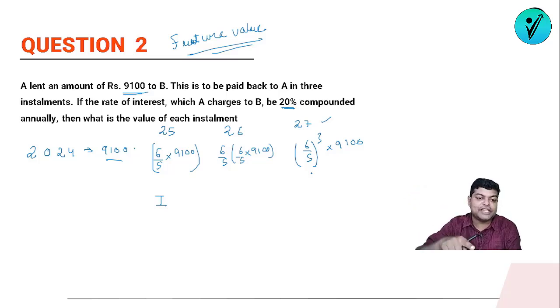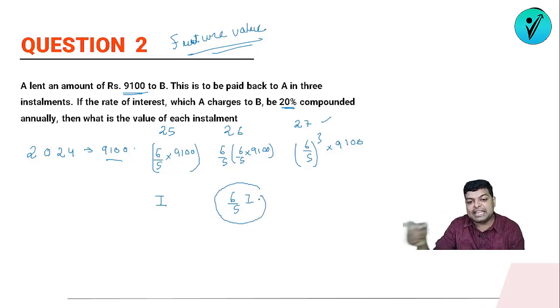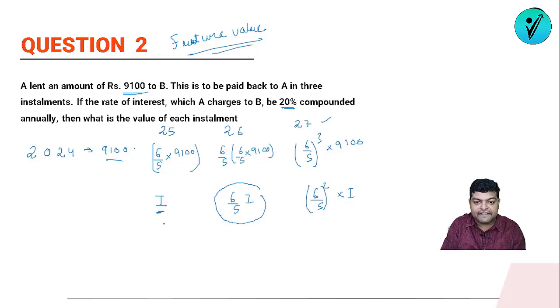ठीक है, आपने I rupees 2025 में deposit किया है, but what we have to see, what will be the worth of it in the year of 2027. Since the rate of interest is 20%, so this value will also increase by 20%. तो अगर ये 20% से increase करेगा, it will become 6/5 i. Further, this is the present worth and this will again increase by 20%. तो ये क्या हो जाएगा? 6/5 का स्क्वायर into i. The installment that you paid in 2025, उसका 2027 में present worth क्या है? It's 6/5 whole square into i.